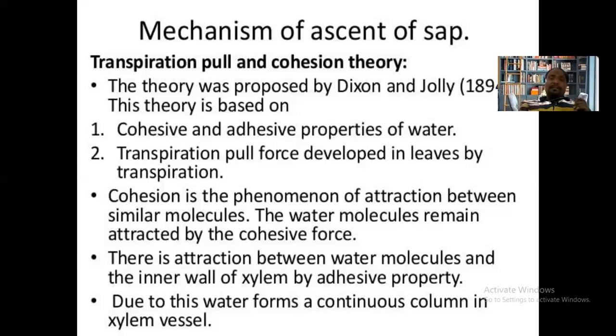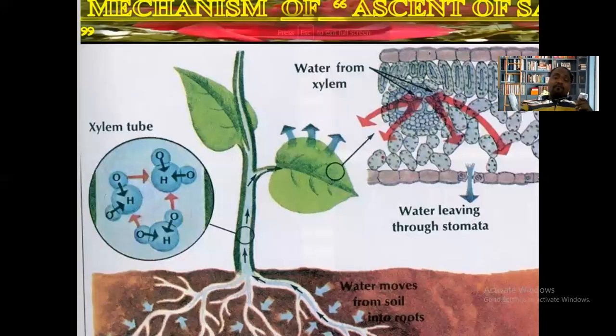You can see this diagram, and how the ascent of sap takes place. The root absorbs the water from the soil. Then water is transported into the stem. Then from the stem it enters the petiole. Now you can see the internal structure of the leaf. From the petiole the water will enter the leaf.